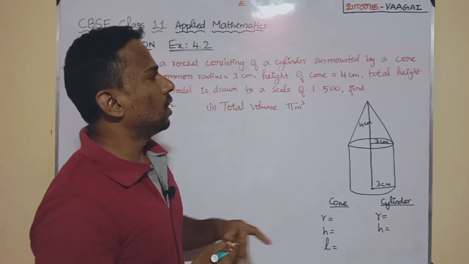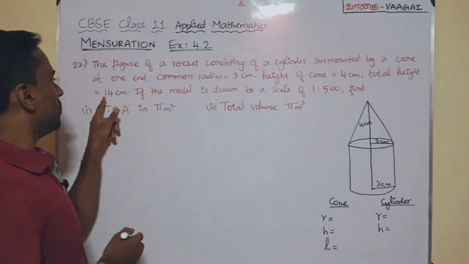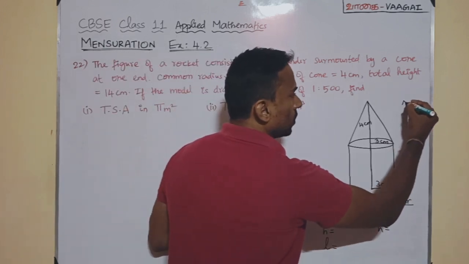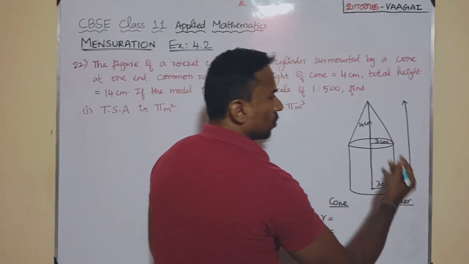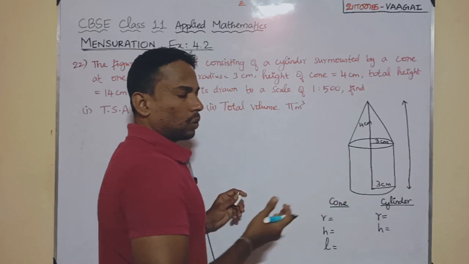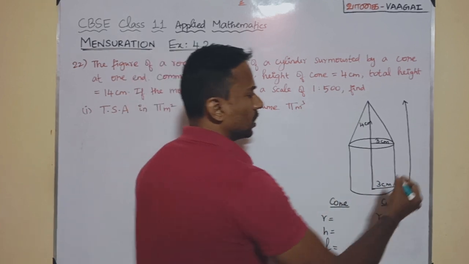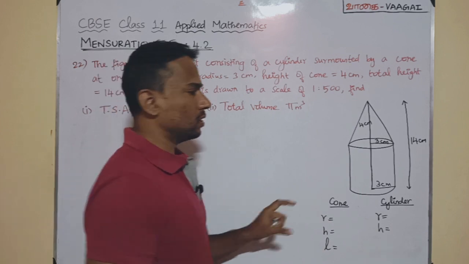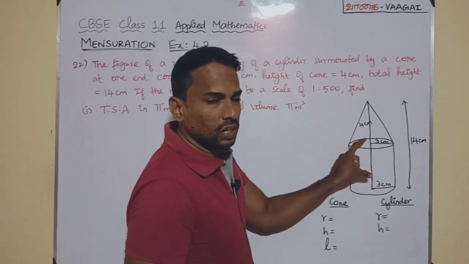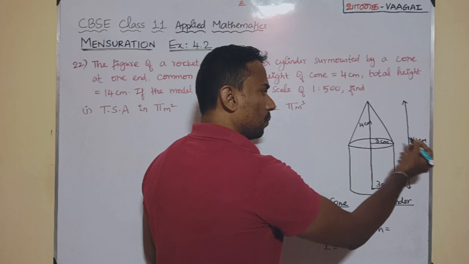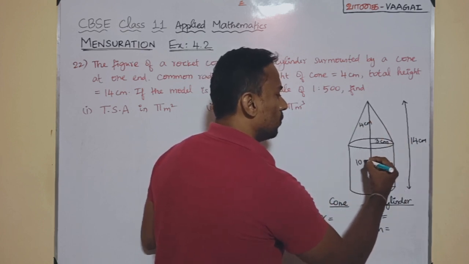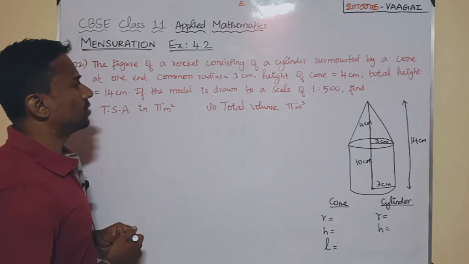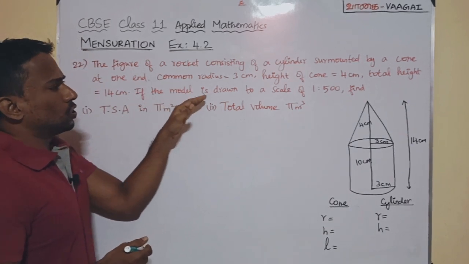And next, the total height is going to be 14 centimeter. Now what do I mean by total height? Total height means from here to here. From the tip till the bottom, the total height is 14 centimeter. That's what they give here. So what we can clearly understand is the height of the cylinder portion will be 14 minus this 4, which will be 10 centimeter. Yes, done.